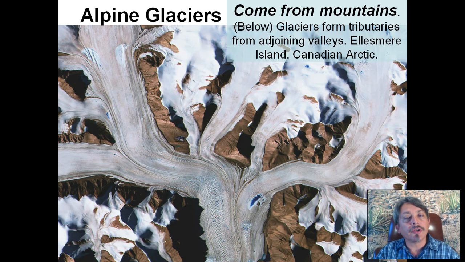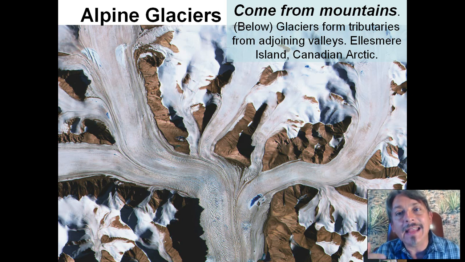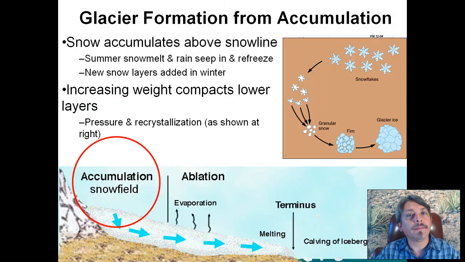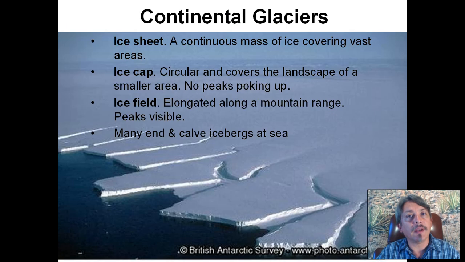Alpine glaciers look like this as an aerial view. They are rivers of ice that gouge out and scrape the landscape as they go and join each other, such as in this case in tributaries in Ellesmere Island in the Canadian Arctic. Alpine glaciers are defined as those rivers of ice, glaciers, that come from mountains. And they're different than those coming from continents.